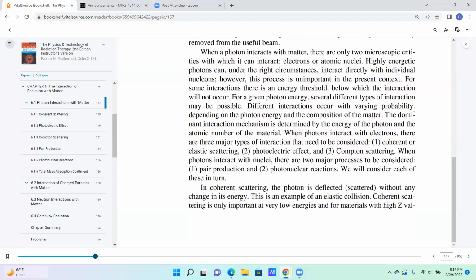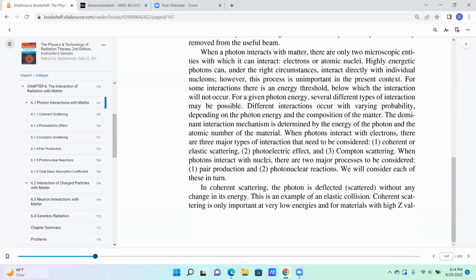Different interactions occur with varying probability, and it depends on the energy and the composition of the matter. We'll get to that. The dominant interaction mechanism is going to be determined by the energy of the photon and the atomic number of the material. So when photons interact with electrons, you're going to have three major types of interactions. You're going to have coherent or elastic scattering, photoelectric effect, and Compton scattering.